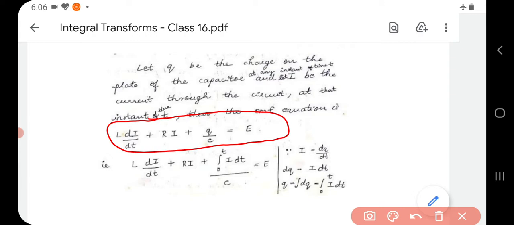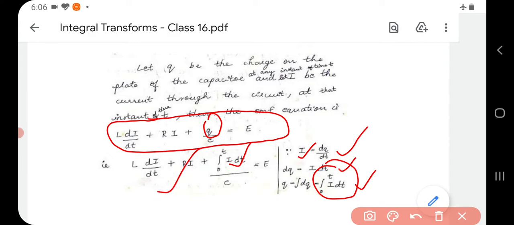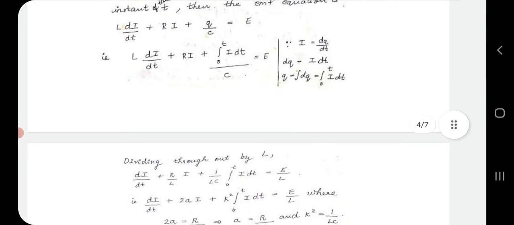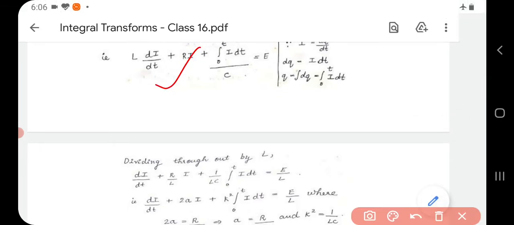Now the rate of change of charge, or rate of flow of charge, is current I. So dq equal to I dt, or Q is equal to integral 0 to t of I dt. So you just replace this Q with this value, integral 0 to t of I dt. Rest everything is the same. Now after that, you just divide the LHS and RHS of this equation by L. So you will reach this equation.